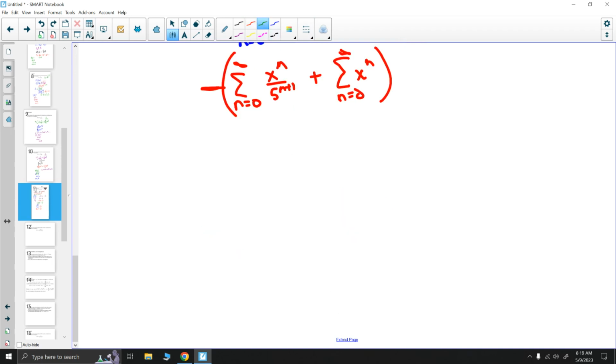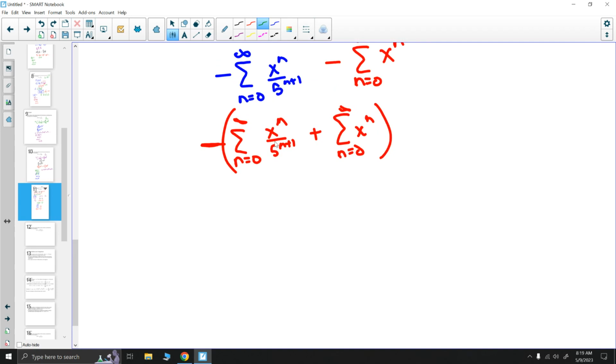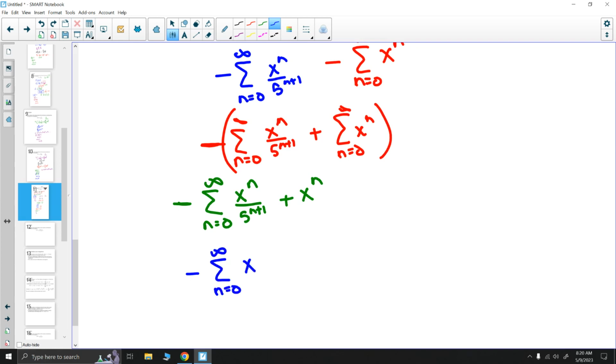Now we can apply our rules of summations where the sum of two summations, we can just add them together. So that would be negative the sum n equals 0 to infinity of x to the n over 5 to the n plus 1, plus x to the n. Okay, so that's what our sum looks like. And we can certainly simplify this. They both have an x to the n, so I'm going to factor it out. Not out of the sum, but just out of this binomial here. Sum n equals 0 to infinity of x to the n. That leaves behind 1 over 5 to the n plus 1, plus 1.